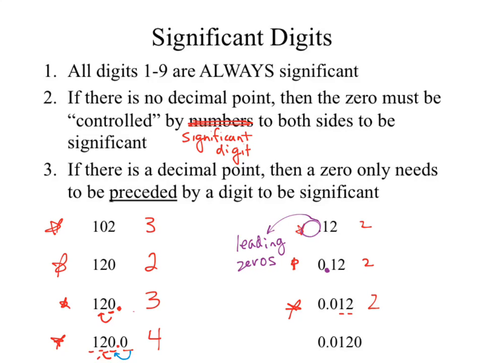Last one? Why do we count that last 0 now? The 2 immediately in front of it allows us to count it, with the decimal point. Questions about sig figs?